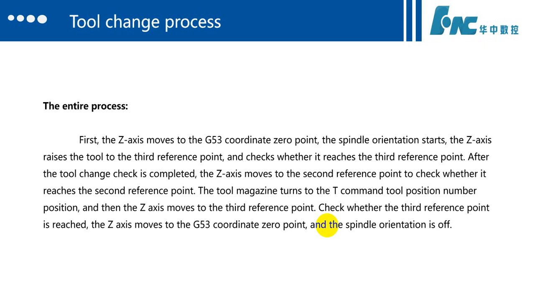The tool magazine turns to the T command tool position number position, and then the ZX moves to the third reference point. Check whether the third reference point is reached. The ZX moves to the G53 coordinate 0 point, and the spindle orientation is off, and that's the entire process of tool change.